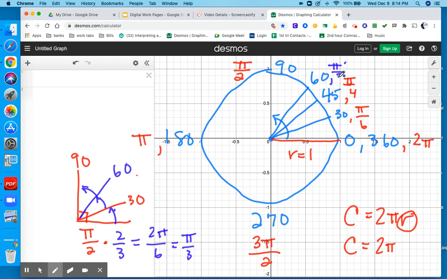Everything else can be calculated from the first quadrant. Once you memorize the first quadrant, then it's not very hard to figure out the rest of them. We can talk about that in another video.